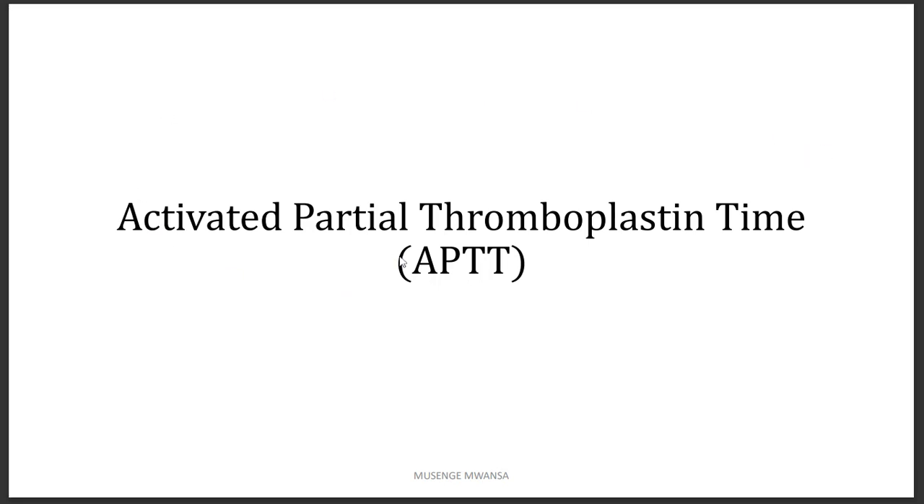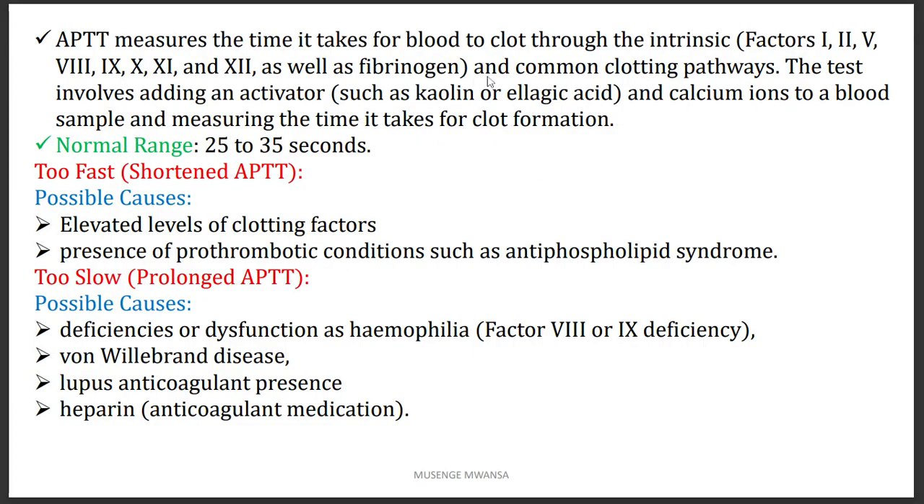And then we have got the activated partial thromboplastin time, APTT. For this one, it is there to measure the time in the intrinsic pathway. So if you measure the time, you are going to know if those factors which are involved in the intrinsic pathway are working okay. Now, in the intrinsic pathway, we also include the common pathway, just like the extrinsic. So factor 1, factor 2, factor 5, we know 8 is in the intrinsic, 9 is in the intrinsic, 10 is in the common, 11 intrinsic, and then 12 intrinsic. So these are the ones we're trying to see if they're working okay.